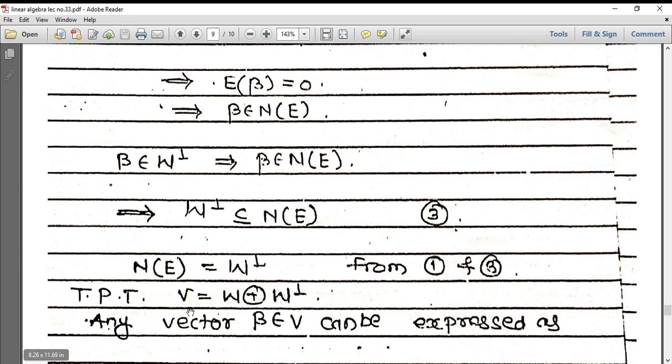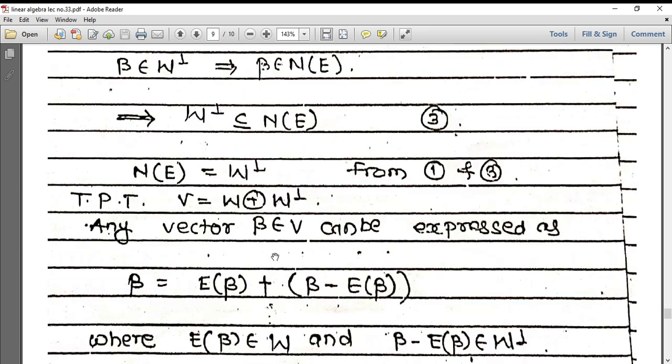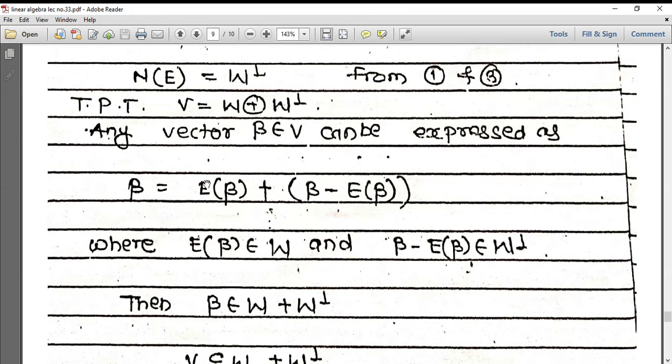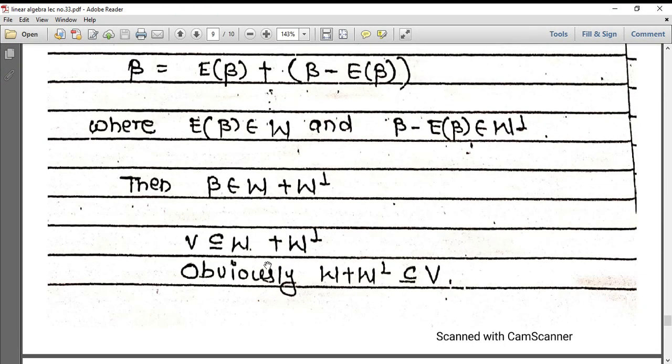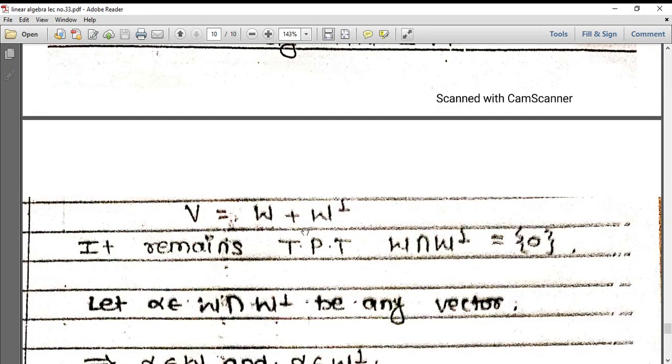Now, we have to prove that V is equal to the direct sum of W and W perp. Any vector beta belonging to V can be expressed as beta is equal to E of beta plus beta minus E of beta. Plus and minus get cancelled and beta is equal to beta. Any beta we can write like this, where E of beta belongs to W and beta minus E of beta belongs to W perp. Then beta belongs to W plus W perp. So any beta we can write in the form of W and W perp. Hence, V is a subset of W plus W perp. The other inclusion is obvious, there is no need to prove it: since W and W perp are subspaces of V, W plus W perp is also a subset of V. Hence, V is equal to W plus W perp.